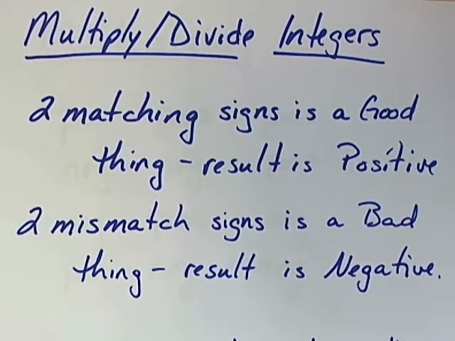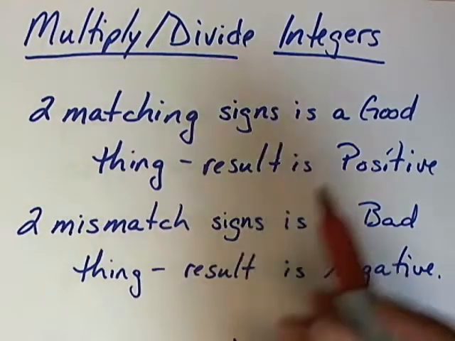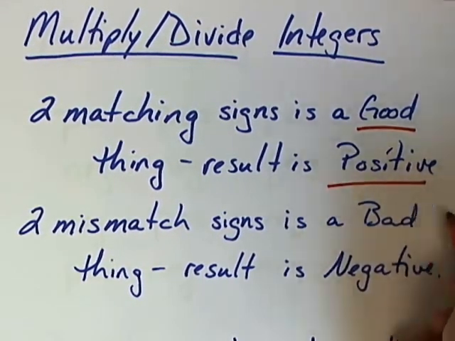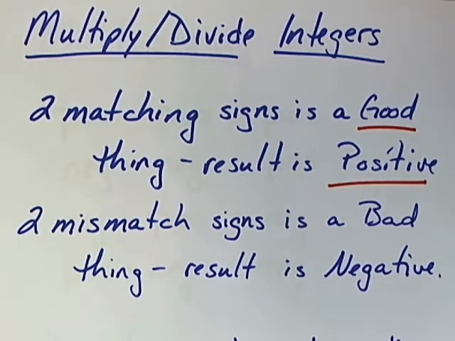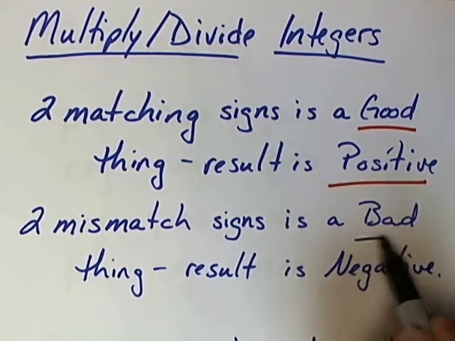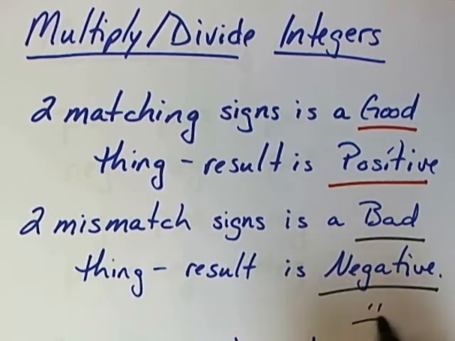There are two main things that you need to remember when multiplying or dividing integers. The first is that if you're multiplying two numbers and the signs are matching, meaning they're both positive or they're both negative, this is a good thing. And if it's a good thing, it means that your result is going to be positive. However, if you have a mismatch of signs, one being positive and one negative in either order, that's not a good thing. That's a bad thing, and so the result is going to be negative.